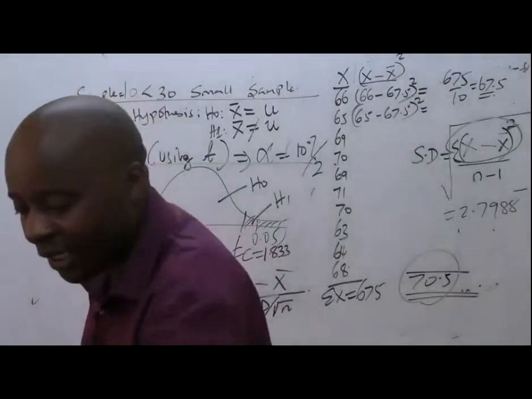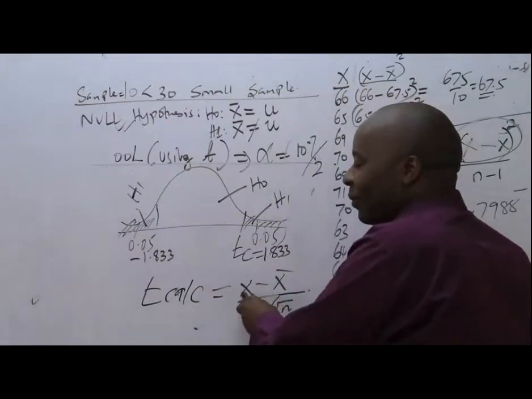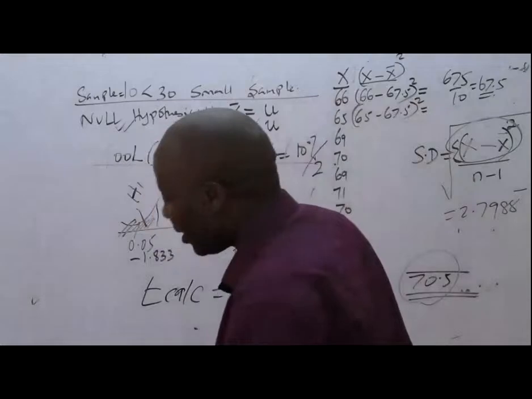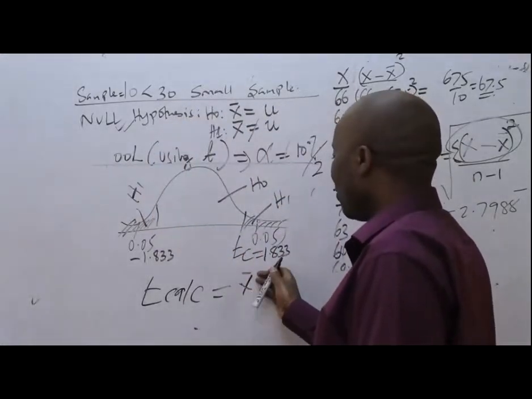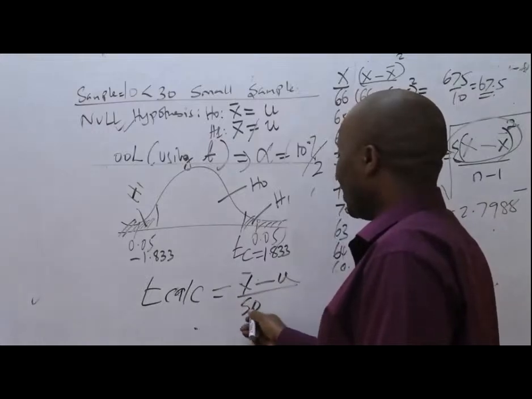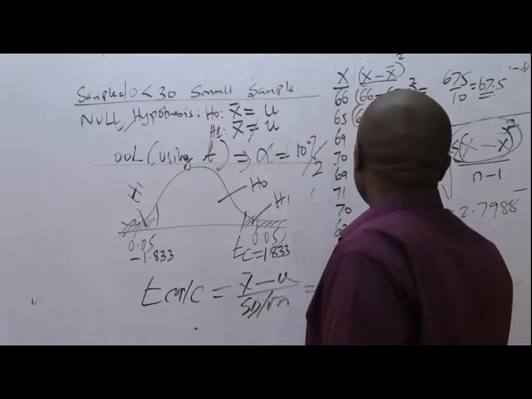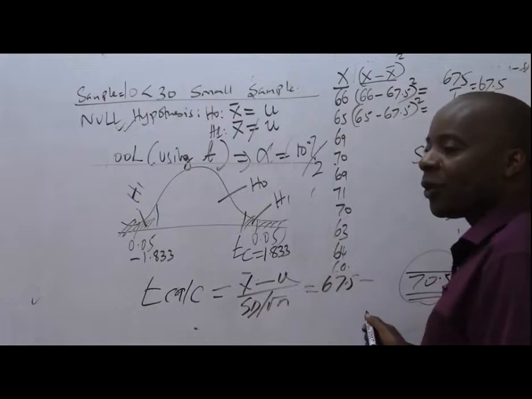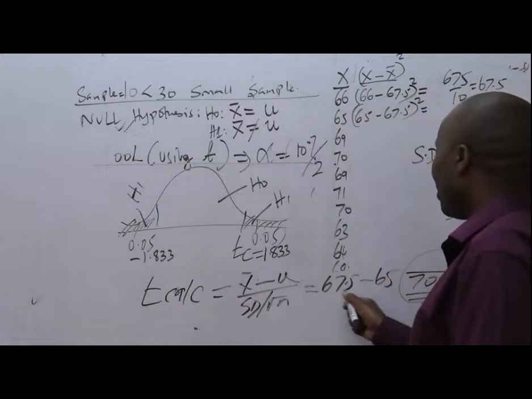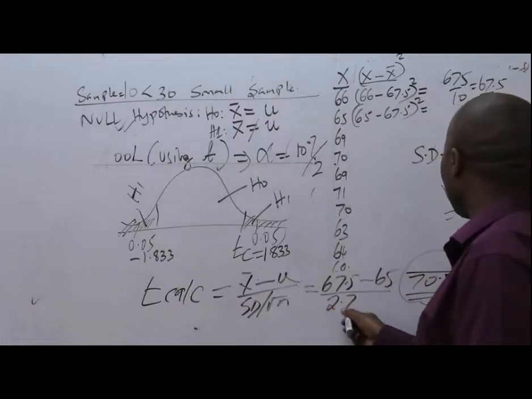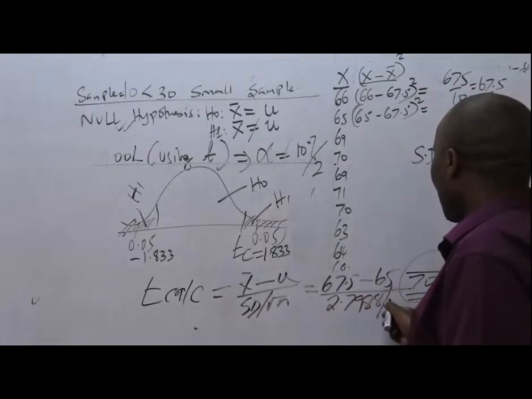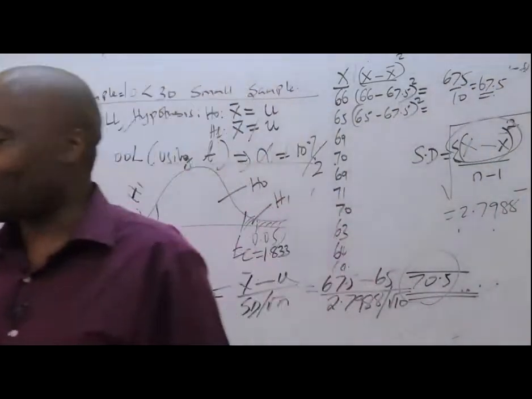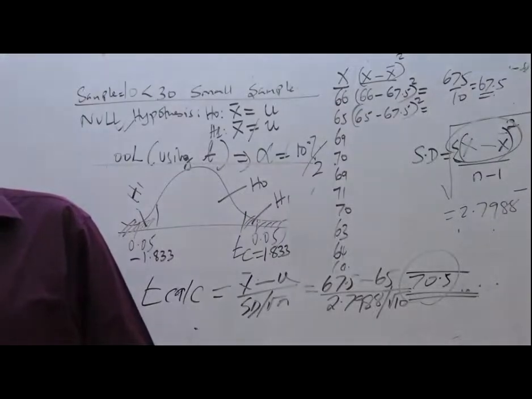Remember, the formula for getting the number Z here is X bar minus mu, all over standard deviation divided by root n. So it will be X bar, you guys got an X bar of what figure? Of 67.5 minus the mean, which is what here? The mu mean, which is 65, all over the standard deviation that you gave me as 2.7988, all over square root of n, which is 10, all over square root of 10.